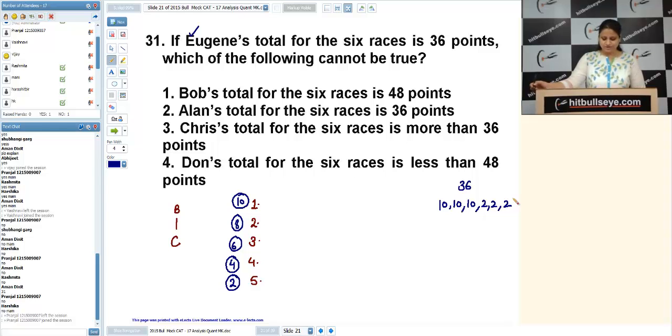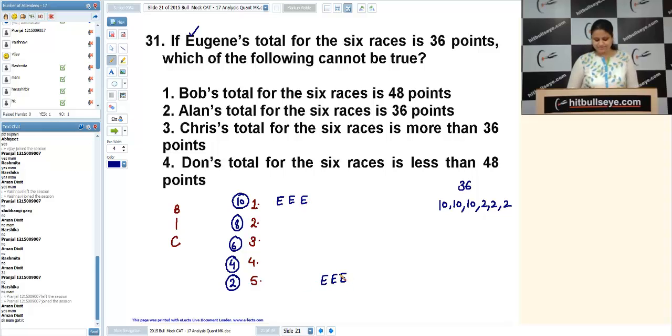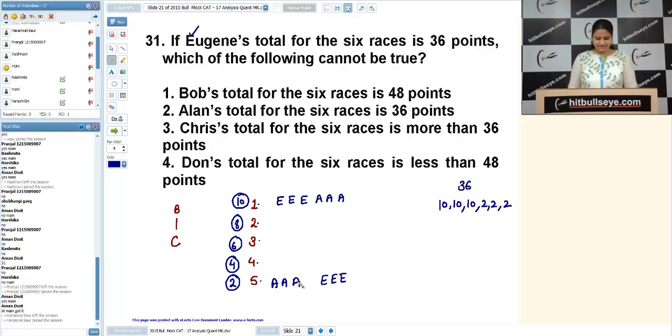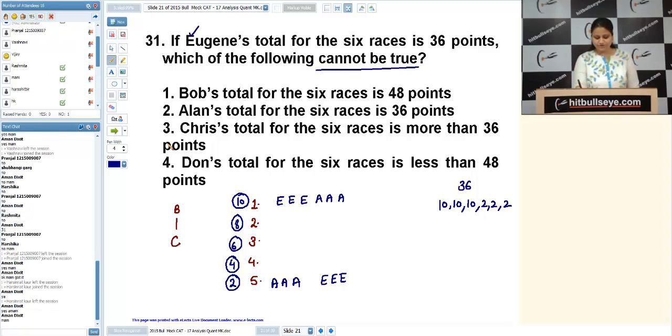Yeah, Aman, are you getting me? It means E is coming first thrice and 3 times he is coming last, and the remaining places will be filled by A. Is it okay now? Aman, I think you got the catch. Should I move further? See, the following cannot be true. This is the answer, I think.